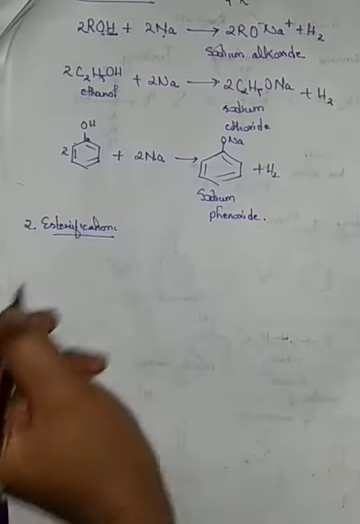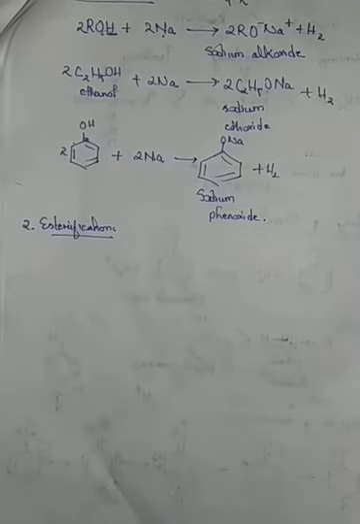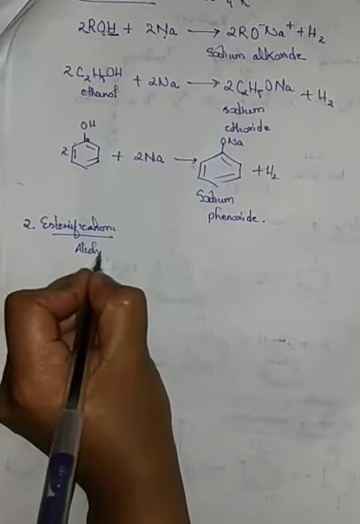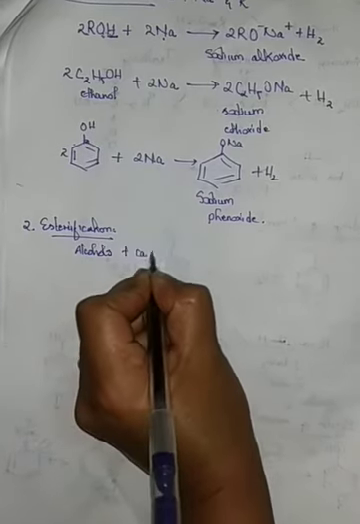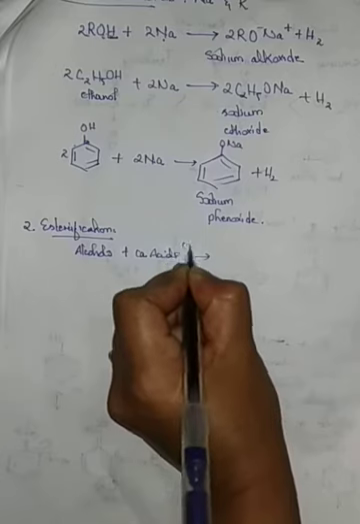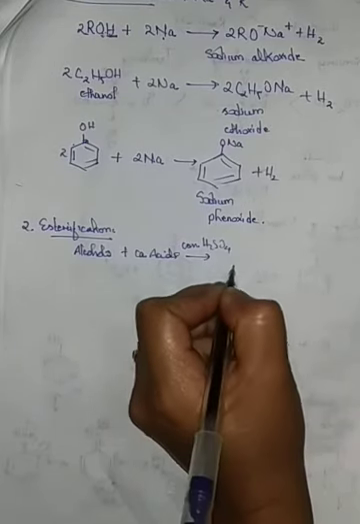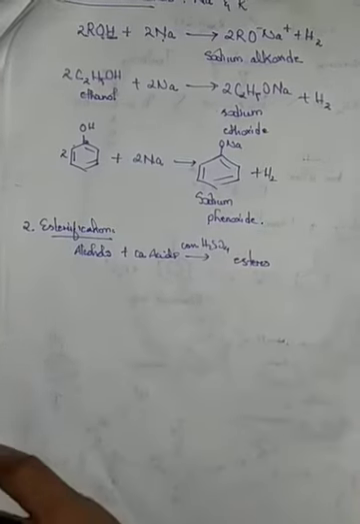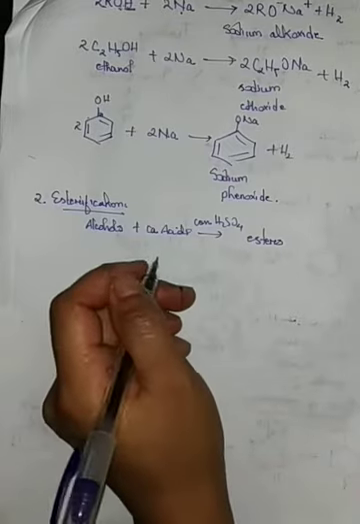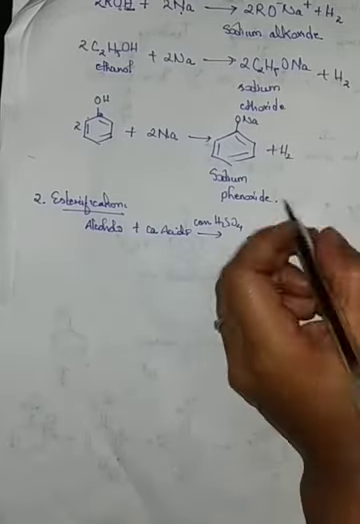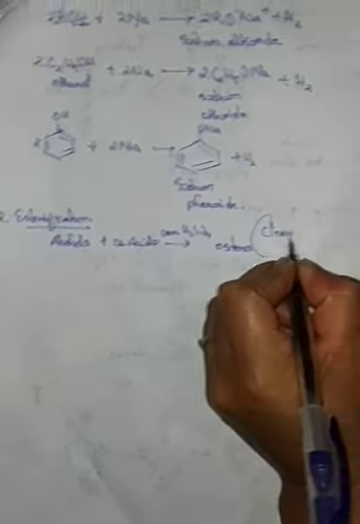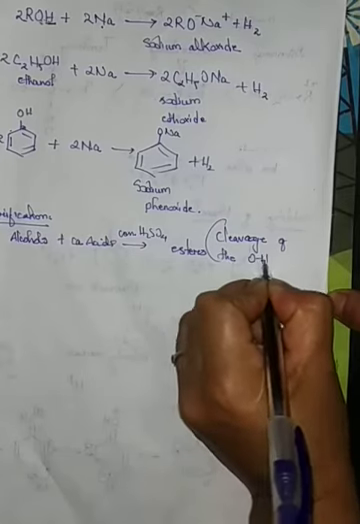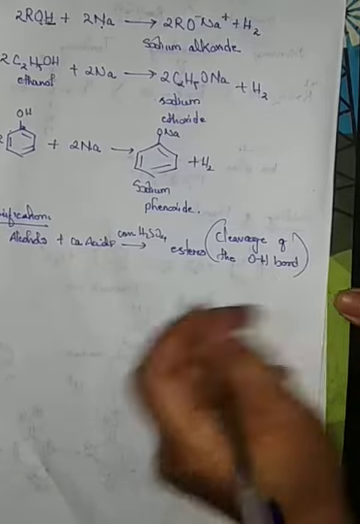Esterification reaction. Here alcohols react with carboxylic acids in the presence of concentrated H2SO4 to give us esters. This reaction is known as the esterification reaction, and it involves the cleavage of the OH bond in alcohol.